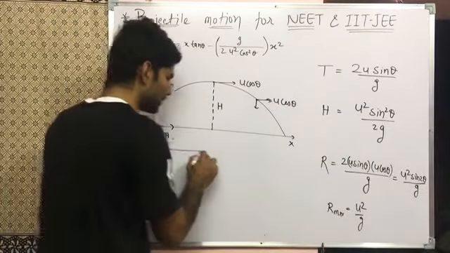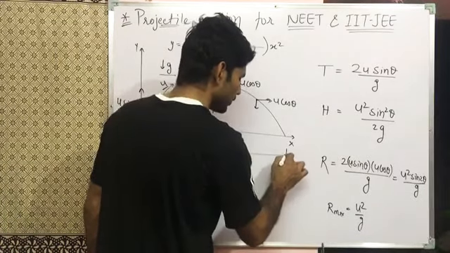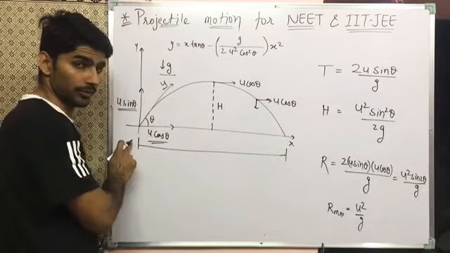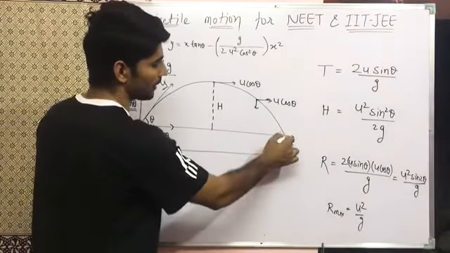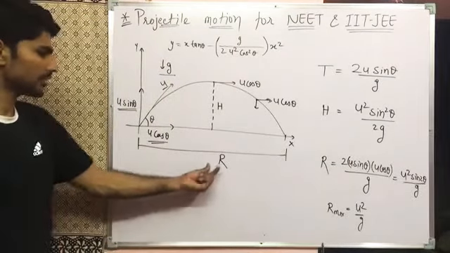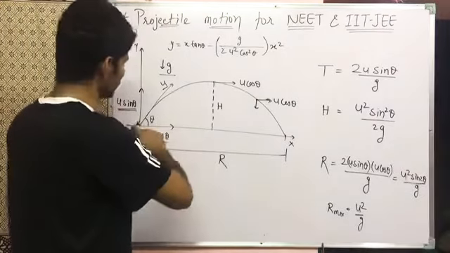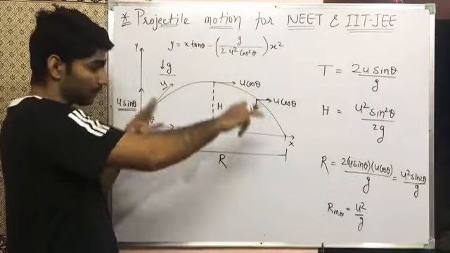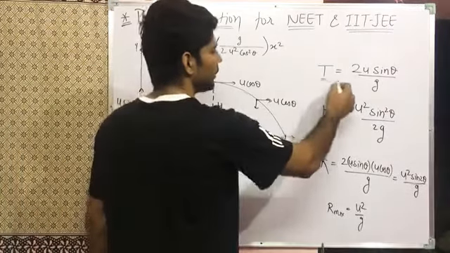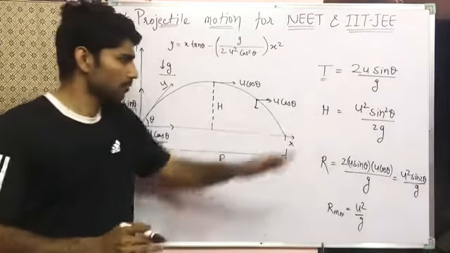The distance between the point from which it was projected and the point where it hit the ground is called the horizontal range, which is denoted by capital R. The time duration of the complete flight is denoted by capital T, the symbol of the time period.